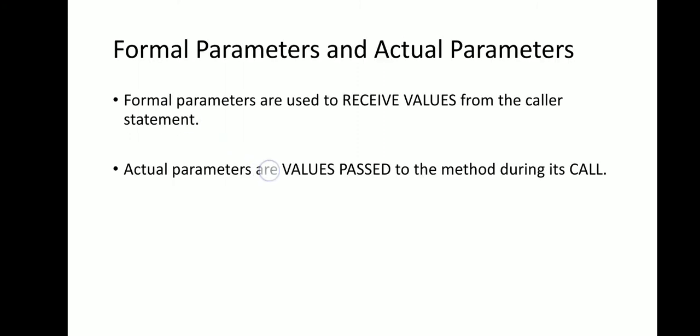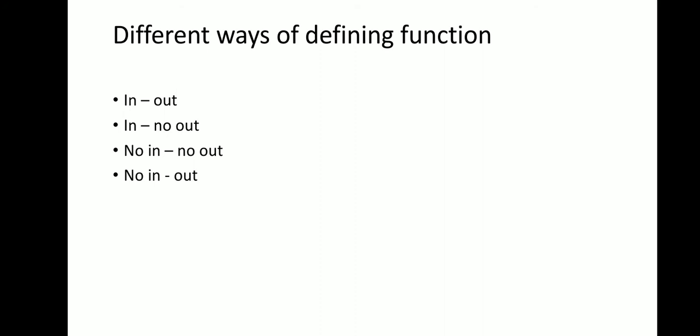And there are different ways of defining a function. There are 4 different cases: in-out, in-no out, no in-no out, no in-out. Here, in means input arguments. The first case has input arguments and also output. The second case has input arguments, but it will not return any value; there is no output. The third, no in, no out, means no input requirement and also no return type. The fourth has no input requirement, but still returns some value to the caller function. So these are the 4 different ways of defining a function.